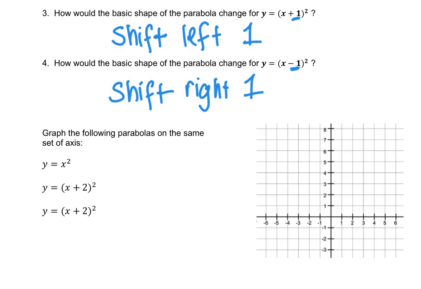So, y equals x squared. Of course, our vertex is on 0, 0. Then we go up 1 to the right and to the left 1. Connect those 3 points.